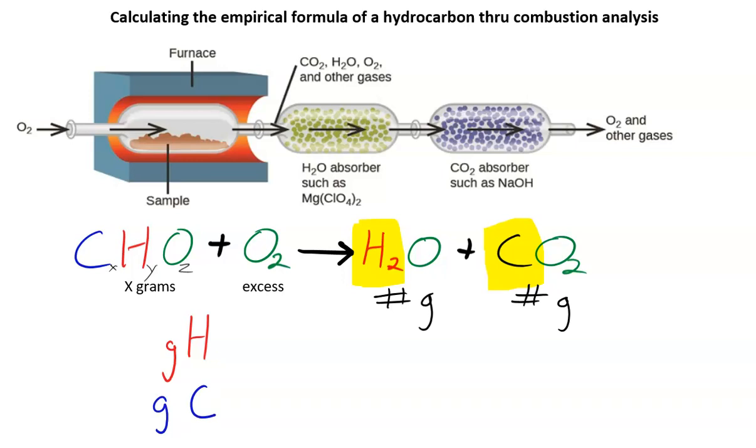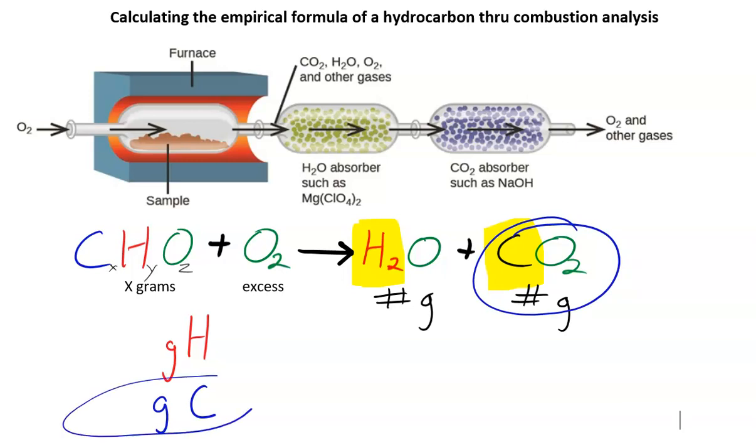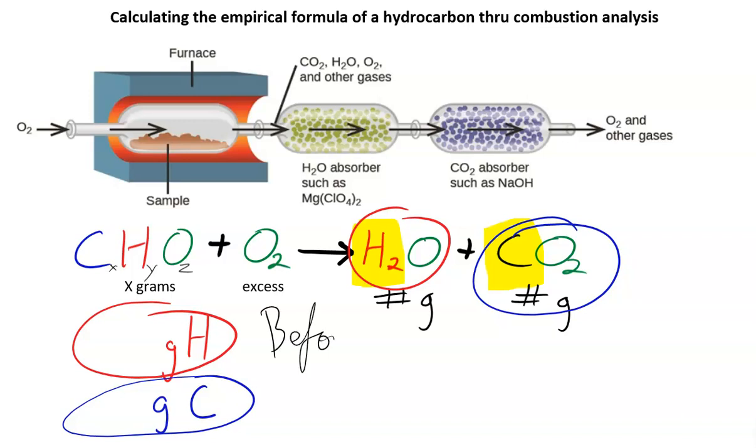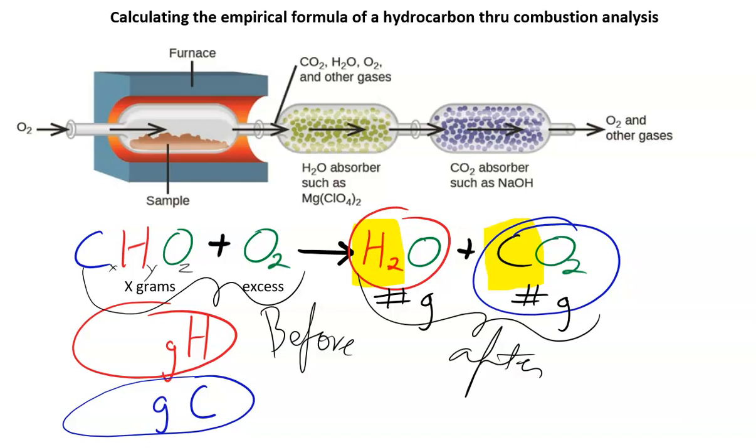The mass of the carbon in carbon dioxide is equal to the mass of the carbon in the compound, because that's where it comes from. The mass of the hydrogen in water is equal to the mass of the hydrogen from the compound, because that's where it came from. Don't forget, this is a before and after type situation. All this is after the reaction, all this is before the reaction.